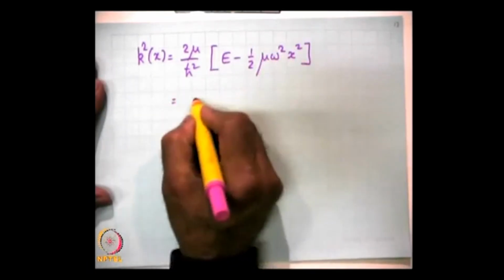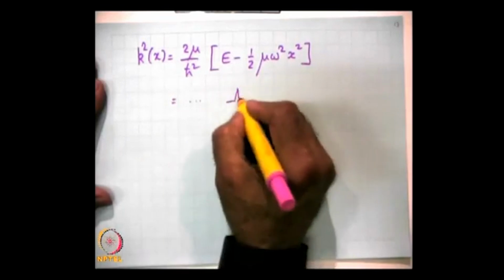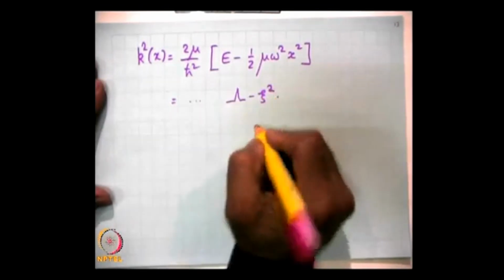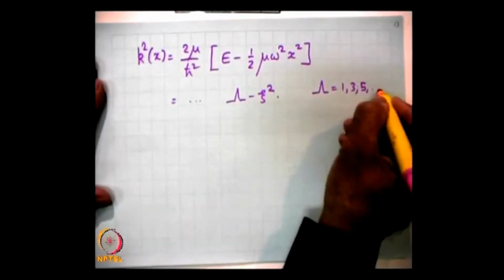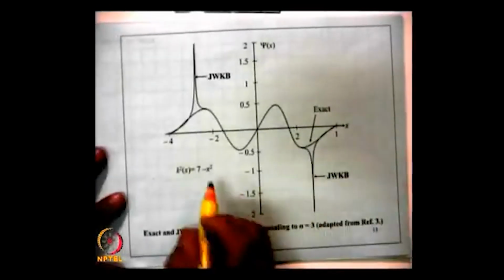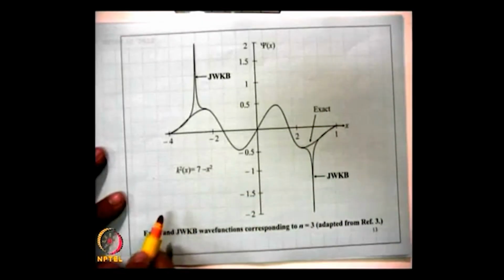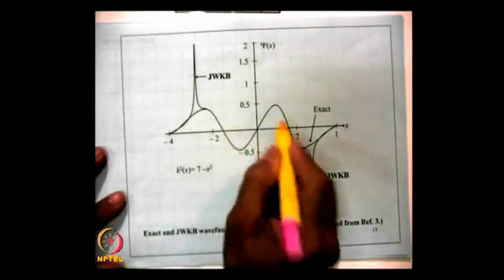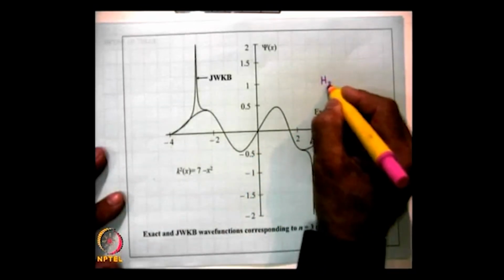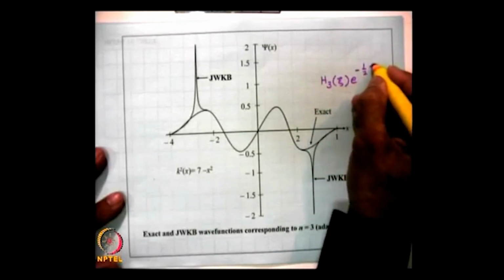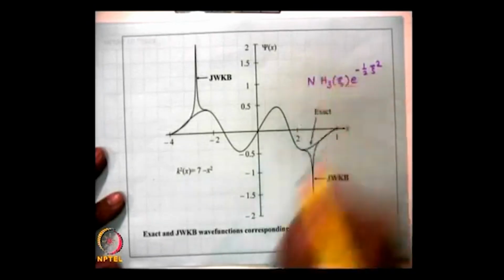So, you can write this down in terms of some dimensionless quantity. You may remember lambda minus xi square, and the eigenvalues are lambda equal to 1, 3, 5, etc. So, for the fourth eigenvalue, it is 7 minus xi square. The exact functions are of course the Hermite Gauss function, and this is actually H3 of xi e to the power of minus half xi square with some normalization constant.